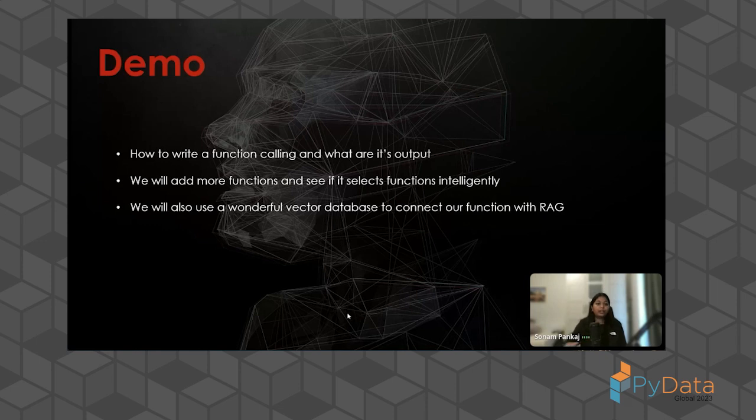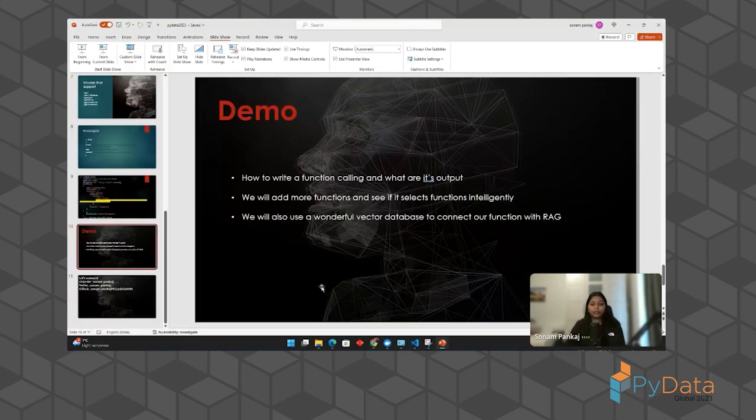Now for the demo, we have three parts where we will write a function call and see what its output is. We will also add more functions, a list of functions, and see if it selects the function intelligently. And we will also use a wonderful vector database to connect it to the function with RAG. So let's get into the demo.